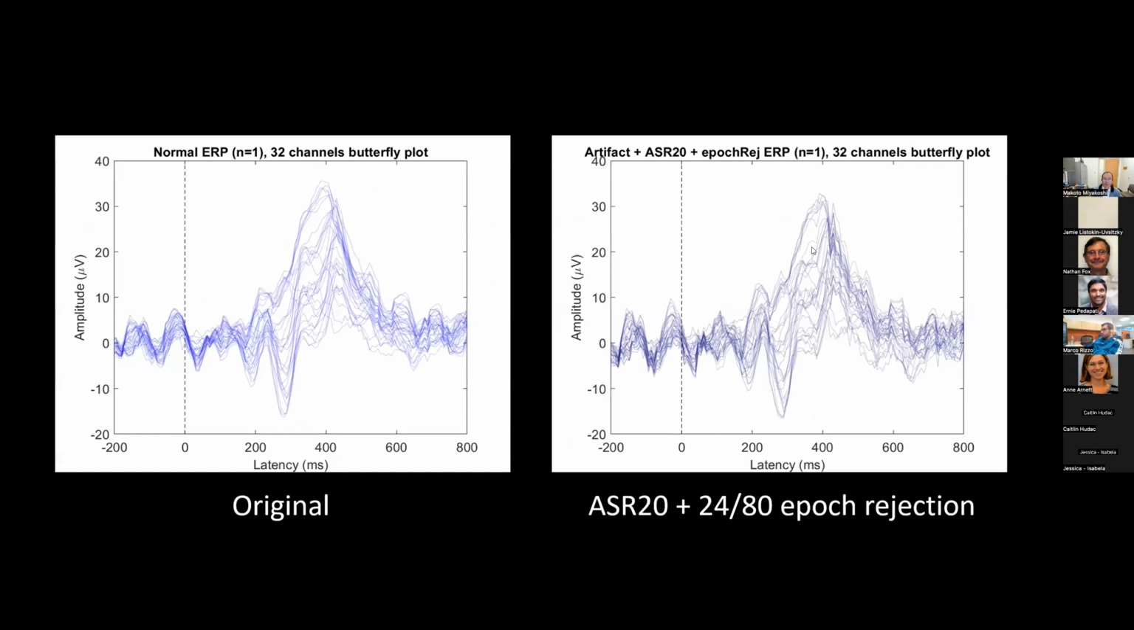You can also use a hybrid approach, which is ASR 20, the most gentle correction, together with the epoch rejection. Then you don't lose the amplitude very much. You still maintain 35-ish peak amplitude, and of course you lose a number of trials, so your signal-to-noise ratio is a bit lower, but you can still continue your research, right? So this is a very good solution, and much better than nothing.